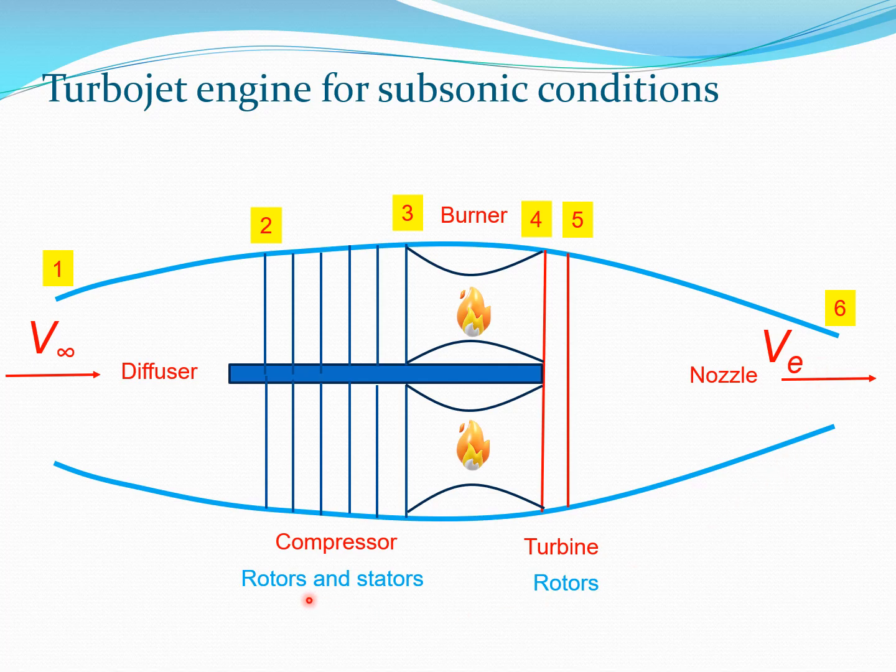And what happens is that the compressor consists of certain mechanisms known as rotors and stators. These are essentially blades, and similarly the turbine consists of rotors. Now one thing which is very important to remember is the nomenclature we use here.